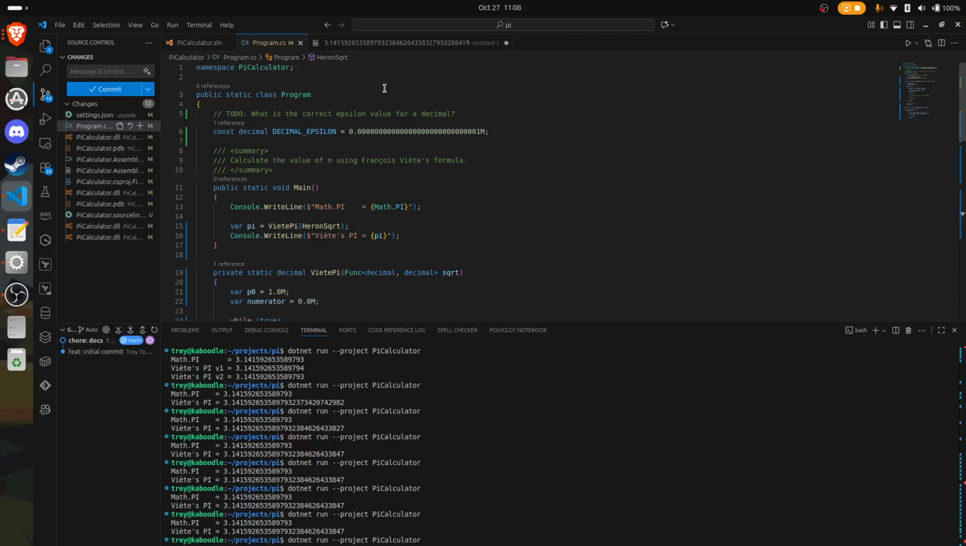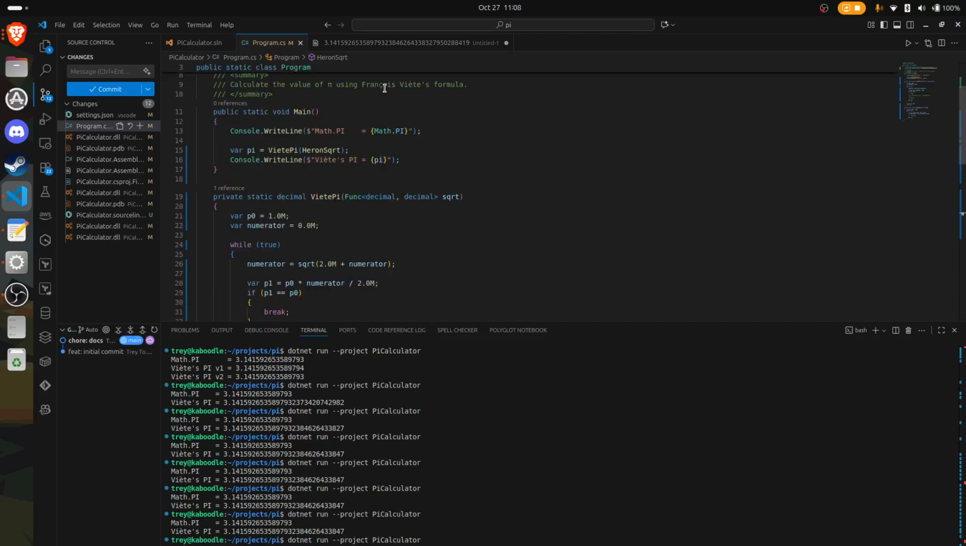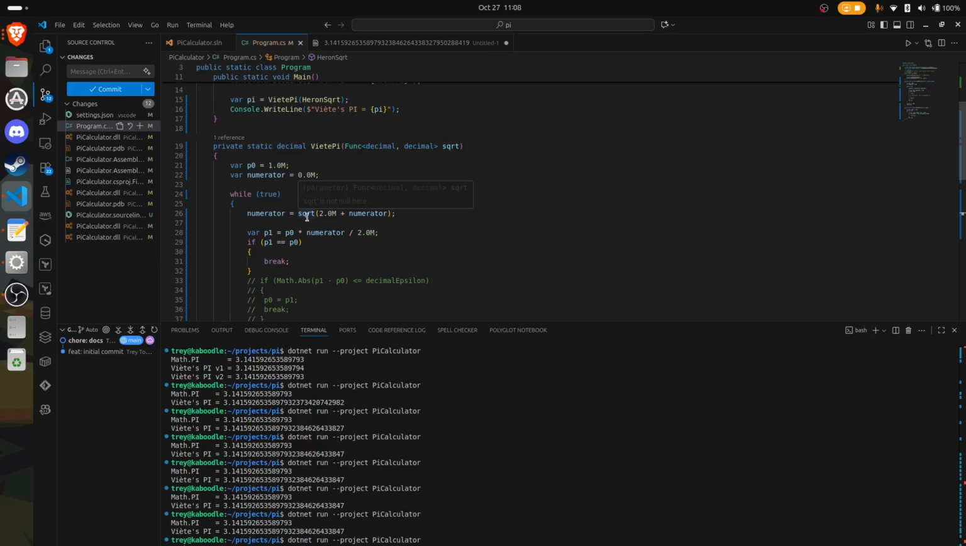So next time I'm going to see if I can get us a data type for representing arbitrarily large numbers, which should be super exciting.